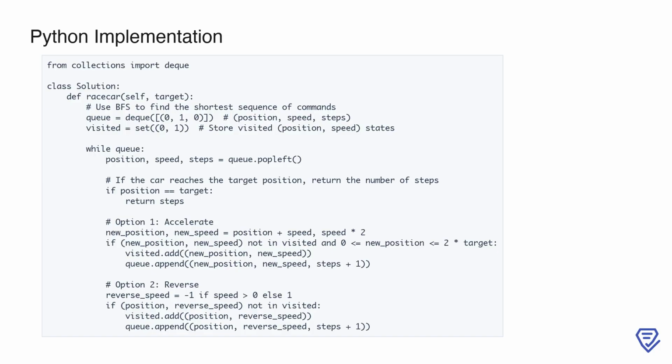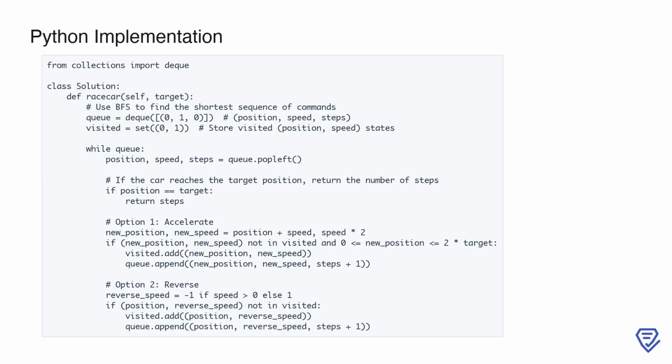Explanation. 1. Initialization. A queue is initialized with the starting state (0, 1, 0), representing the car's initial position 0, speed 1, and the number of steps taken so far, 0. A visited set is used to track visited (position, speed) states and prevent redundant computations.